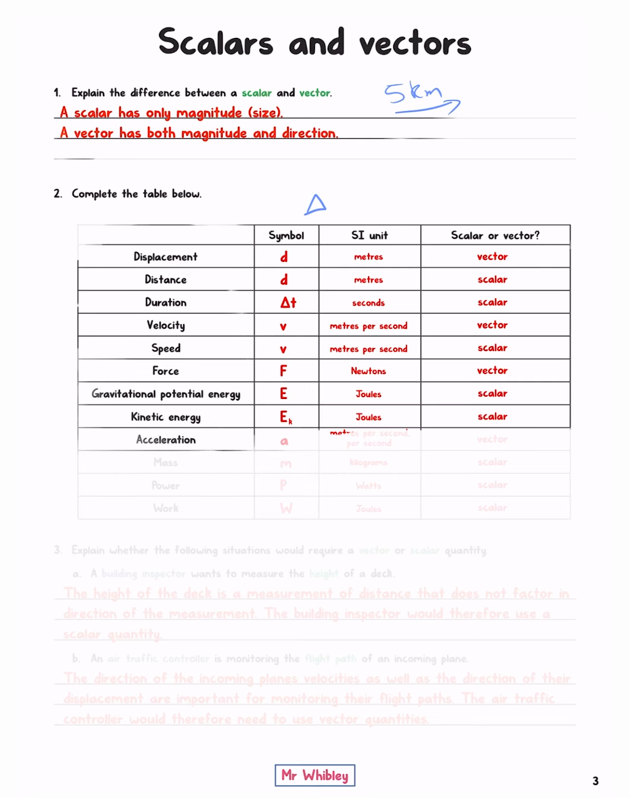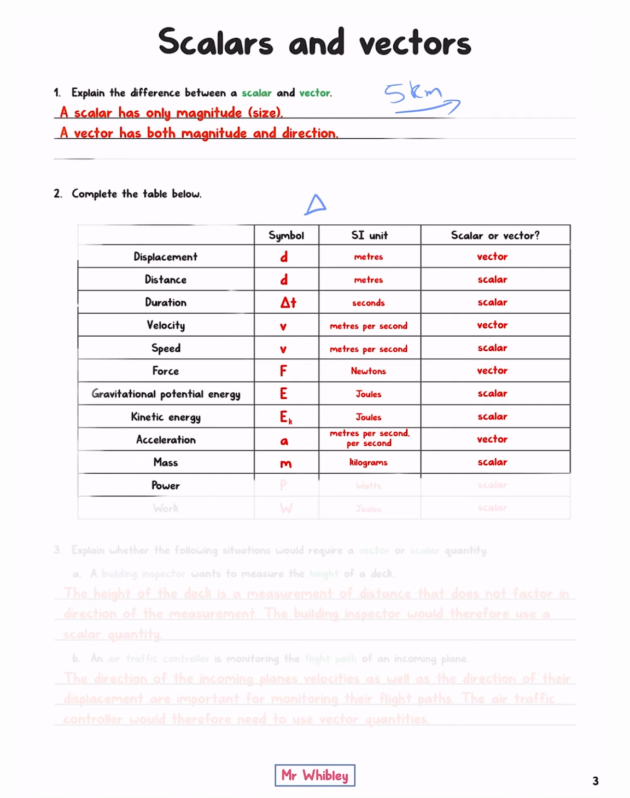Acceleration has the symbol lowercase a. Its SI unit is meters per second squared, and acceleration has a direction, so it is a vector. Unlike displacement and velocity, it doesn't have a scalar alternative. Mass has the symbol lowercase m, its SI unit is the kilogram, and it is a scalar.